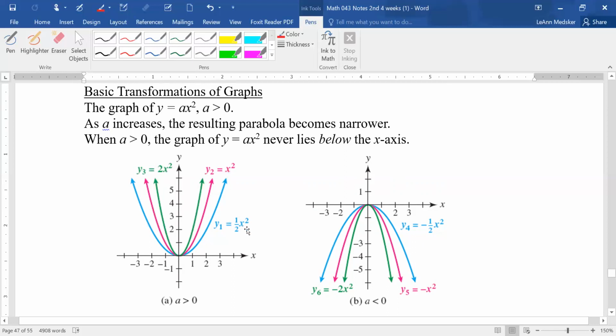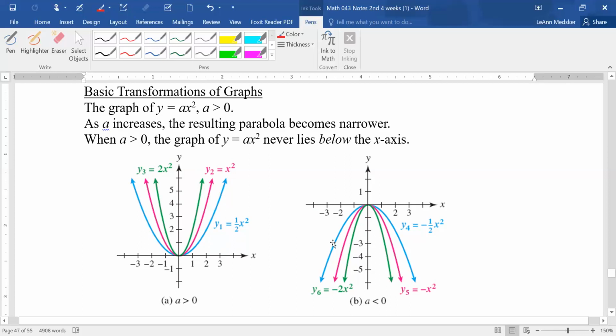If you take the x squared graph and you cut it in half, notice the graph is growing slower. It's not getting as tall as fast. So this is what we call being compressed. You're being vertically squished down. So this right here is wider than the original graph.